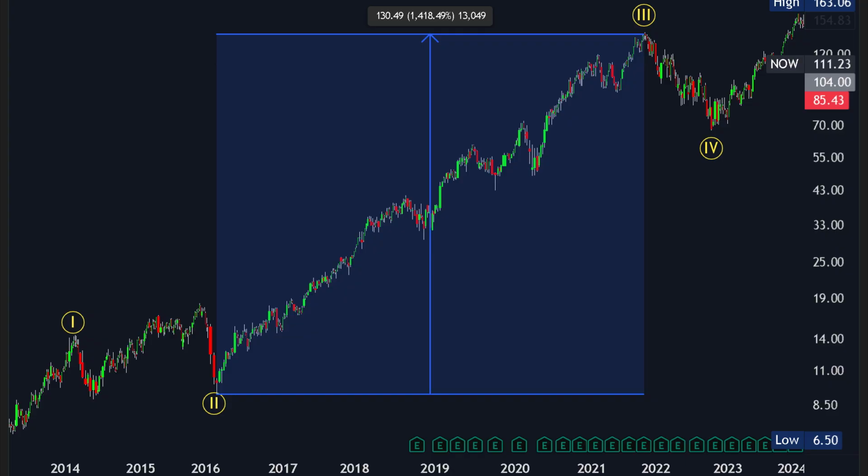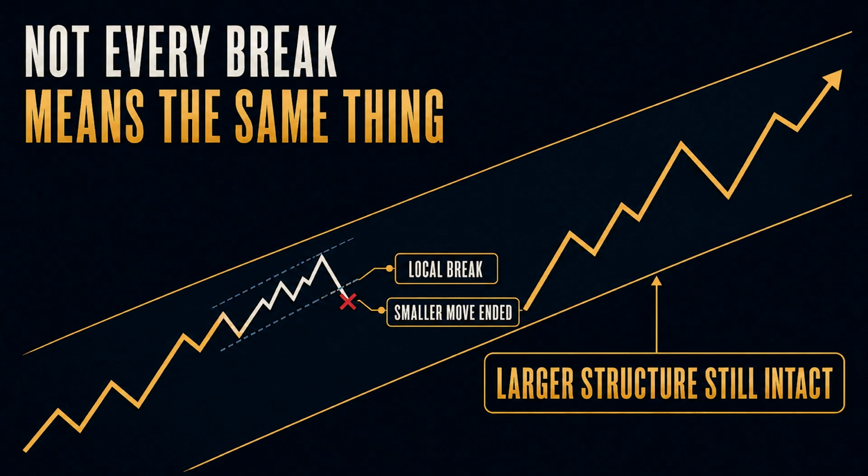The conclusion is not that a 50% decline doesn't matter. It matters enormously for risk. The conclusion is that the percentage decline alone doesn't tell us what role the movement plays in the chart. The same fall can look like a complete downtrend on the daily chart, while remaining an internal correction on the weekly chart. Not every break means the same thing.